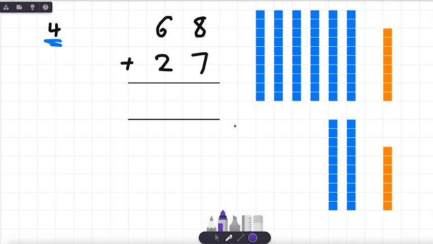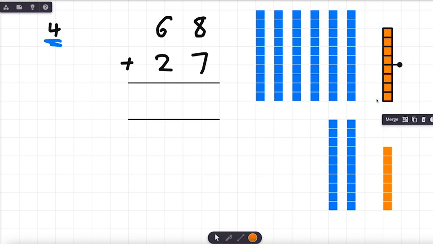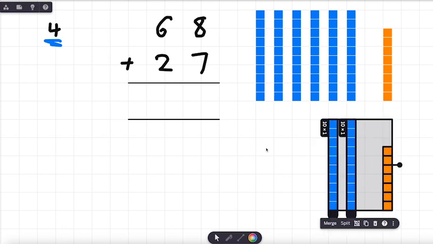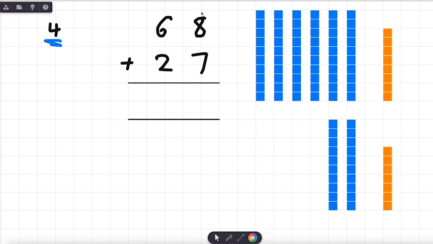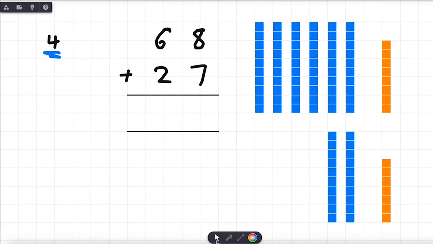And for question number 4, 68 plus 27. Here we have 6 tens and 8 units, making our 68, and 2 tens and 7 units, making our 27. We'll start off with the units column. 8 plus 7 is 15. Where can I put that extra 10?